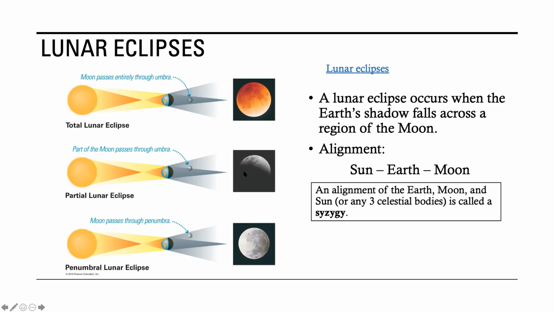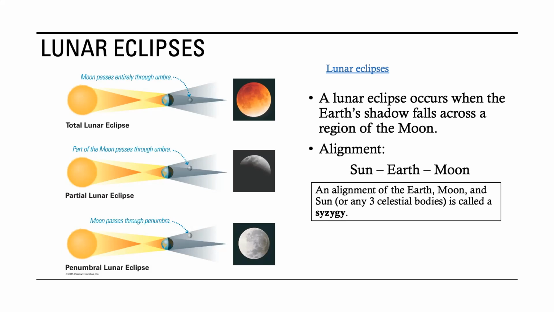But you can see how the part of the moon that's in Earth's umbral shadow is totally darkened, and the part that's passing through the penumbral shadow is partially darkened. Here you have a penumbral lunar eclipse where the moon totally passes through the penumbra. You might not even recognize it if you were to see it, because its illumination changes very subtly.